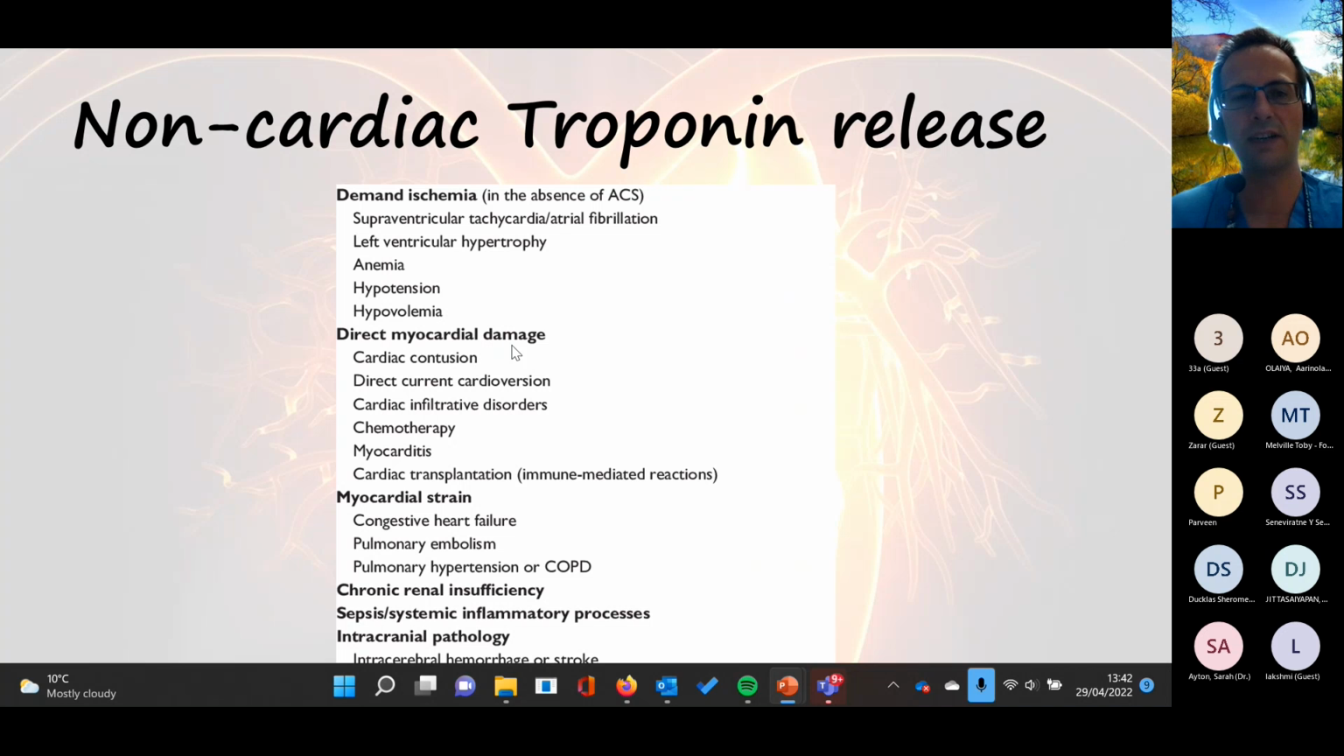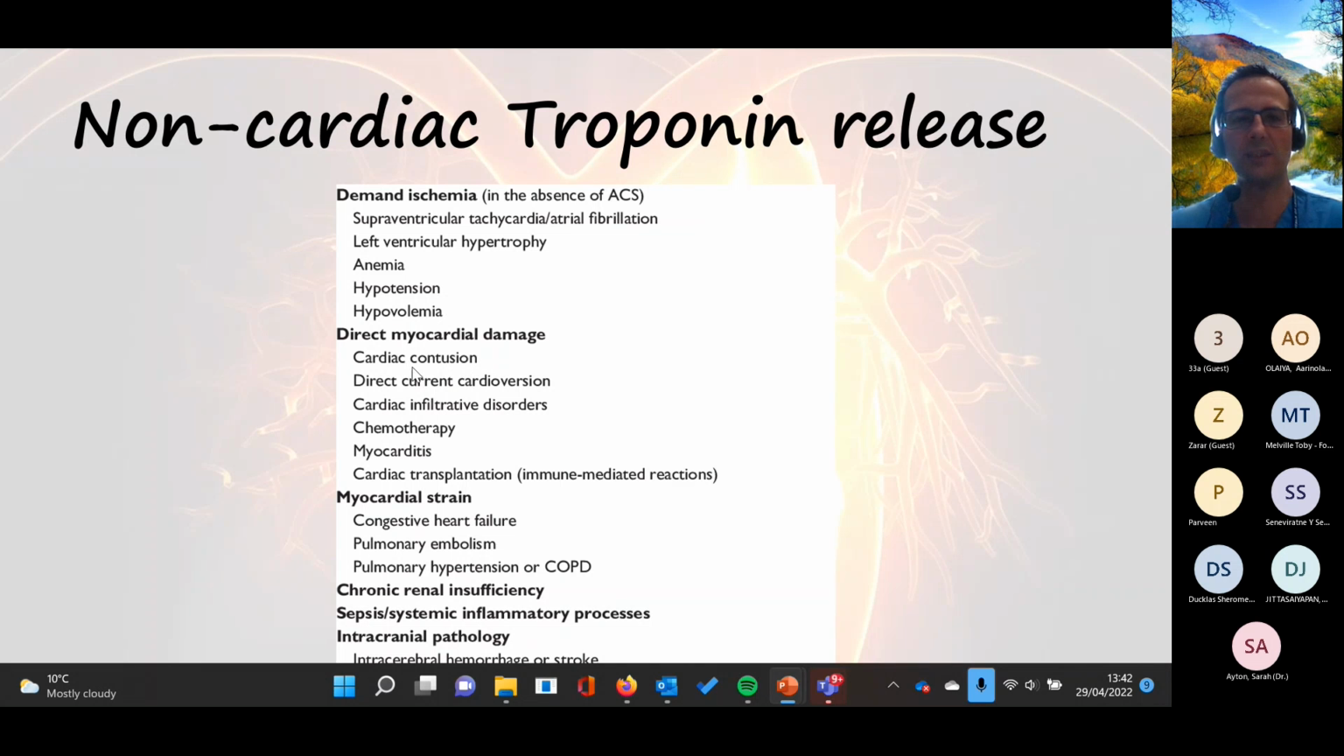If they have direct myocardial damage, this is where the non-cardiac term I probably need to change, then that direct cardiac damage, trauma to the heart, such as in a car accident where you crash into the steering wheel, can cause things like aortic dissection, but it can also cause bruising of the heart, cardiac contusion, and cause troponin release. There are obviously infiltrative disorders like cardiac amyloidosis, chemotherapy drugs, myocarditis. Lots of things can cause direct myocardial damage. And then strain on the heart. We've talked about heart failure, pulmonary embolism would be another one.